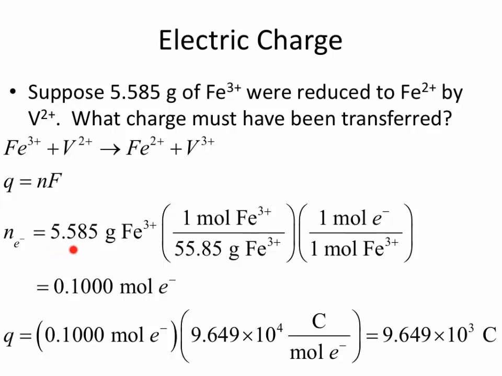Well, N is going to be this 5.585 grams of iron converted into moles of iron, and then converting that from moles of iron into moles of electrons. And that works out to then 0.1 moles of electrons. And we can now take that value and plug it in here in our Q equals NF. So we're taking our moles of electrons and plugging that in there. And then we're plugging in Faraday's constant here. And that gives us an answer of 9.649 times 10 to the 3 coulombs.